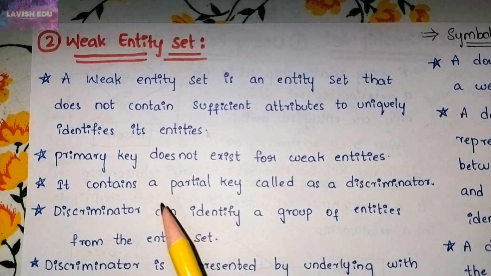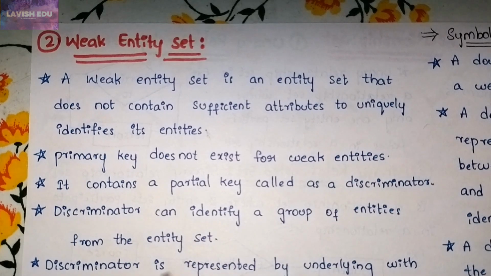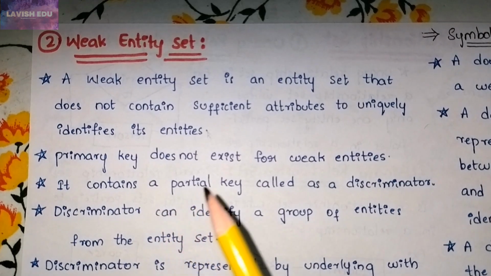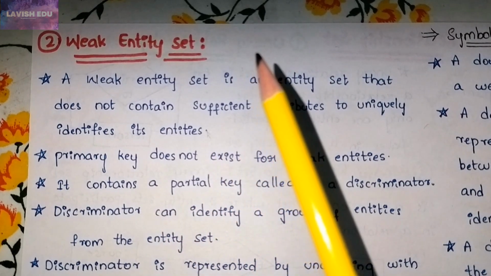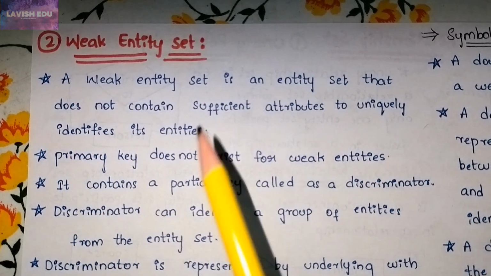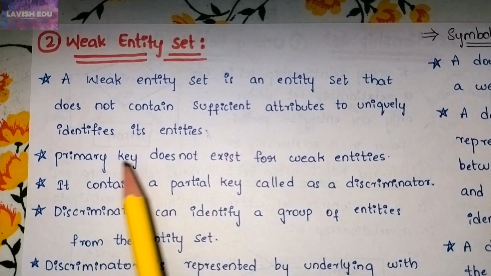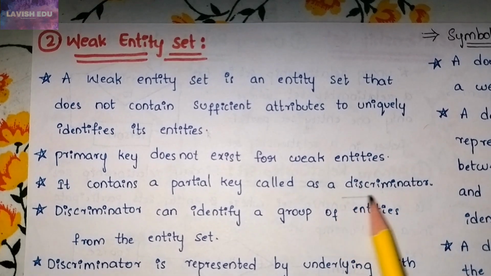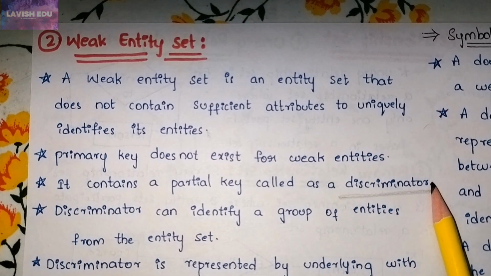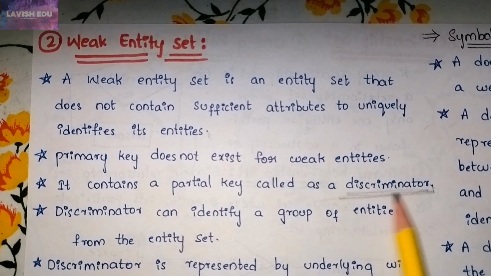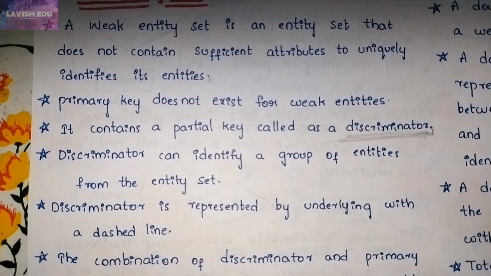That is, it won't have any primary key values, and a weak entity set is nothing but this set of weak entity sets, the total category of entity sets which doesn't have any primary key value. Primary key doesn't exist for weak entities. This point we have already discussed. It contains a partial key called a discriminator. So weak entities will have a partial key known as discriminator. We will understand this discriminator with an example.